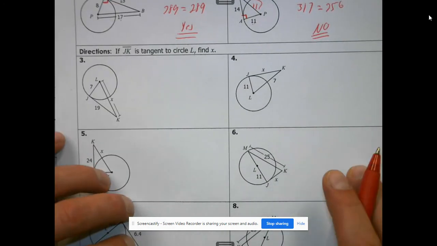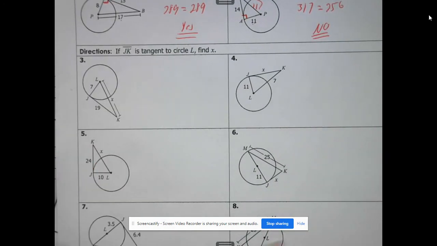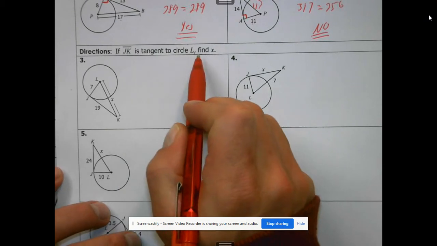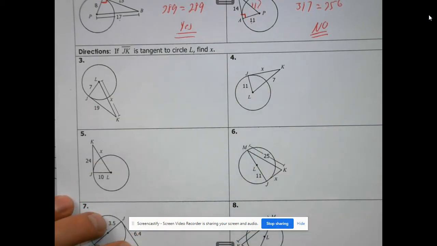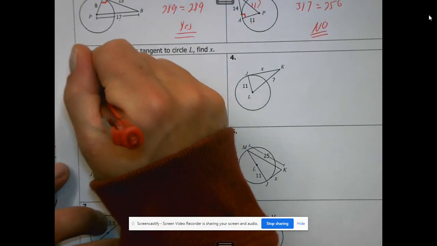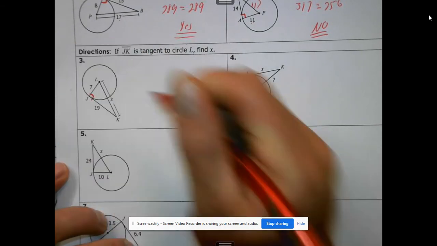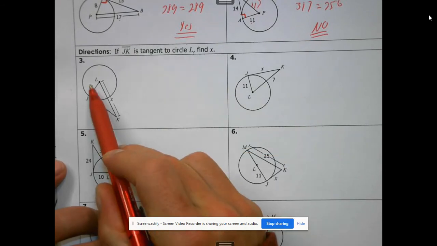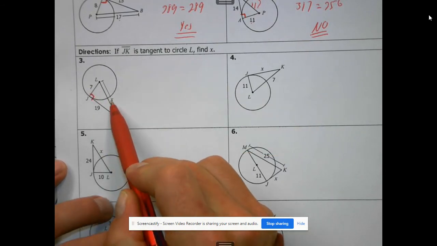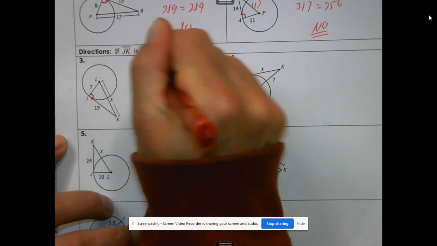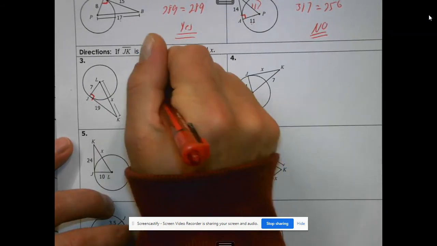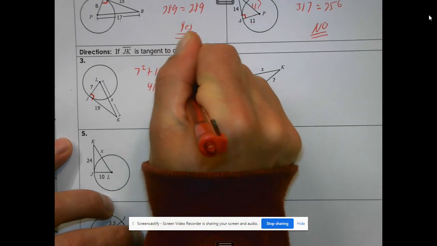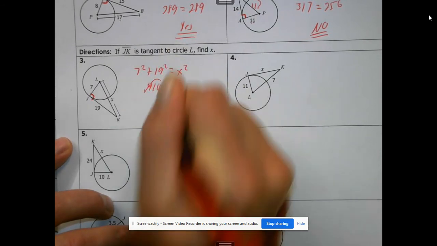All right, 3 to 8. If JK is tangent to circle L, find X. Okay, so it's telling us that JK in all of these is tangent on all of them, right? So put your 90 in first, good reminder. Then we got to solve it, right? A squared plus b squared equals c squared. 7 squared plus 19 squared is x squared. Left side is 410. We square root. That comes out to be 20.2.